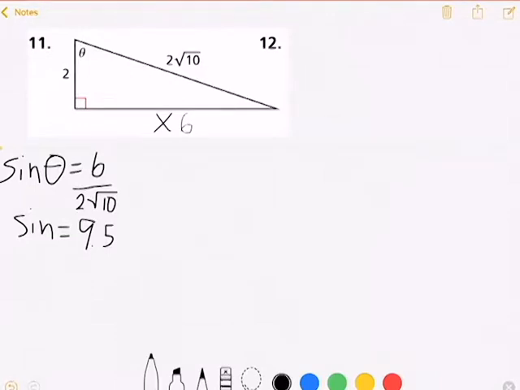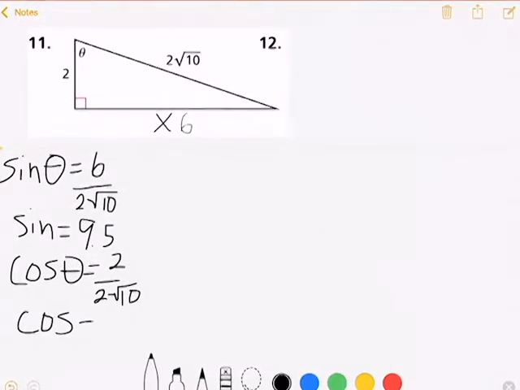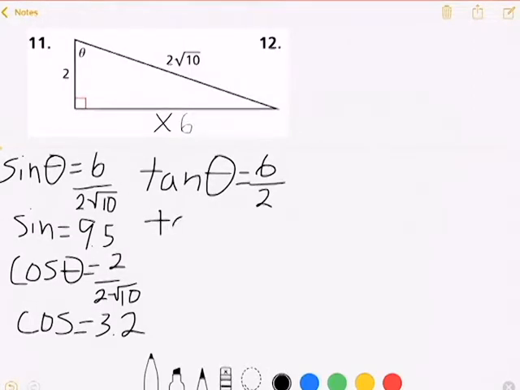And then we're going to move on to cosine, which is adjacent over hypotenuse, which means that is 2 over 2 square root of 10, and plugging that into your calculator, it is 3.2. And lastly, we're going to go on to tangent, and tangent is opposite over adjacent, so that is 6 over 2. You don't even have to plug that in, you can simply see that that is 3.